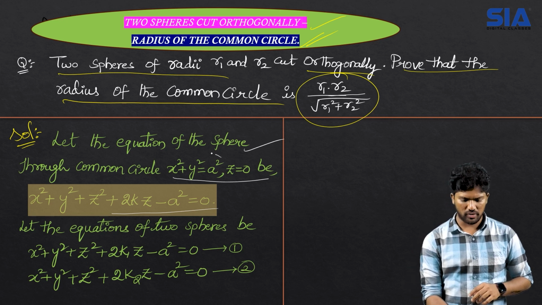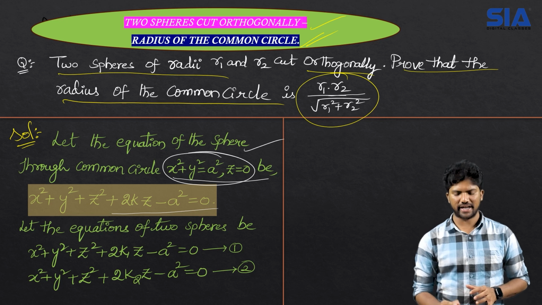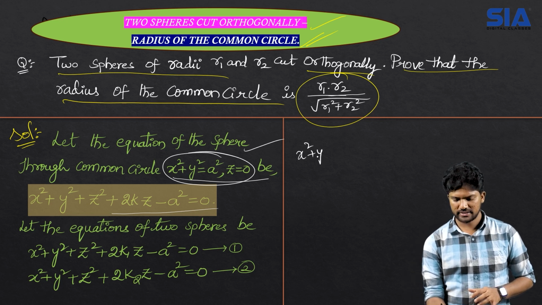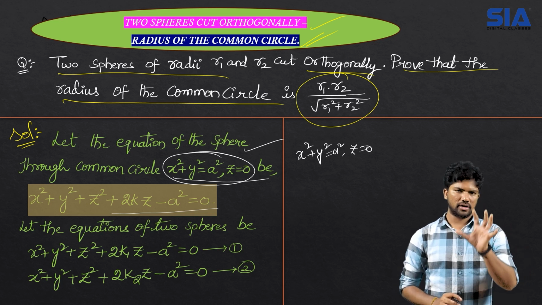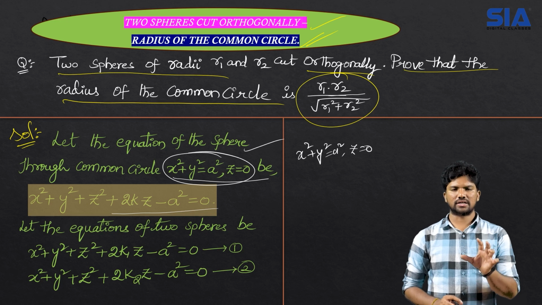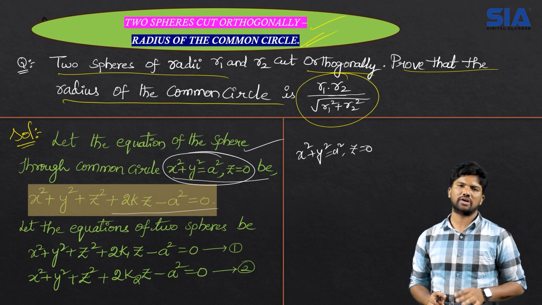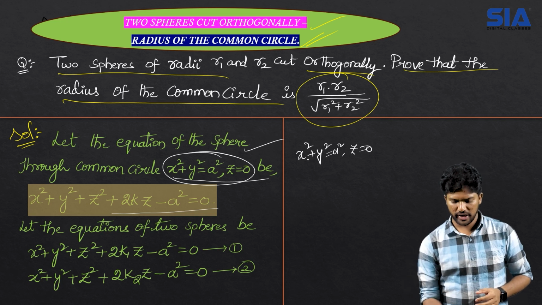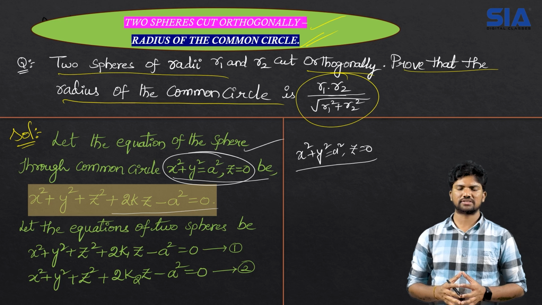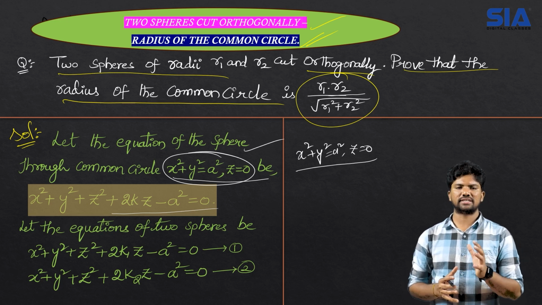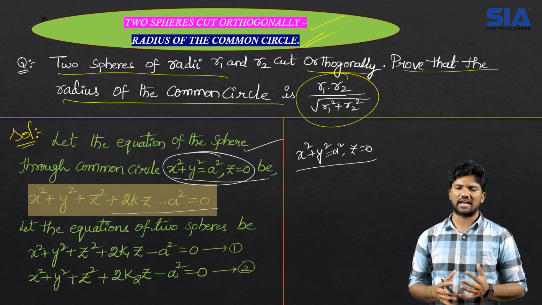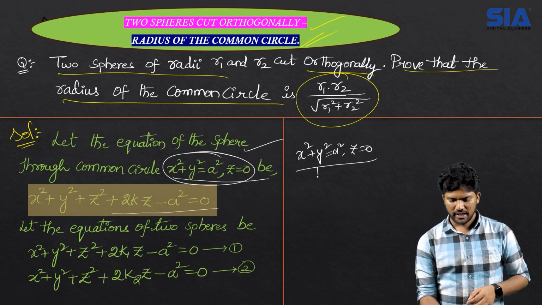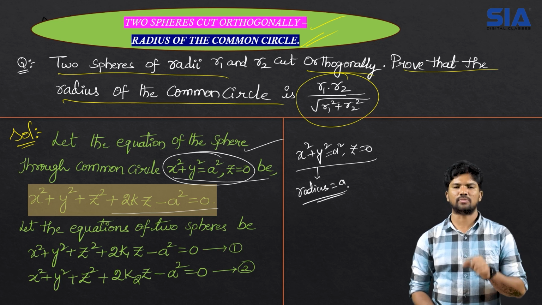Here you have x square plus y square is equal to a square, and z is equal to 0. I clearly explained in analytical solid geometry, a circle always comes with two equations: one is the circle equation and one is the plane equation. So x square plus y square is equal to small a square and z is equal to 0 represents the common circle equation. We are letting that value. So what is the radius of this common circle? It is small a. Now we have to find the small a value.